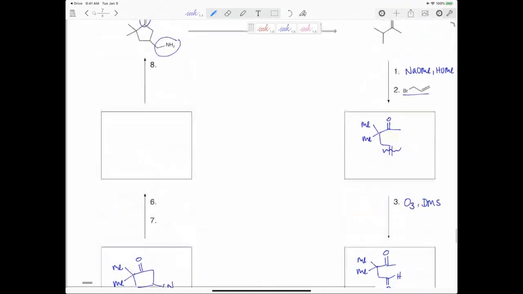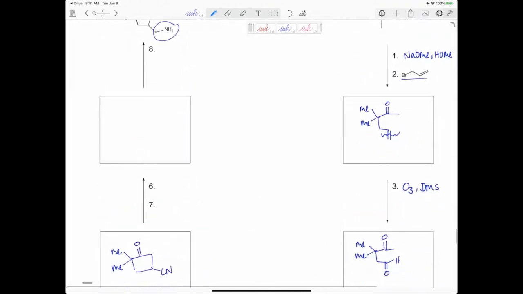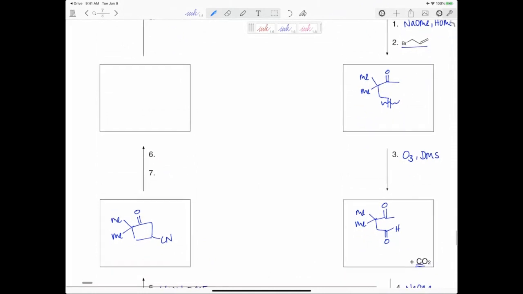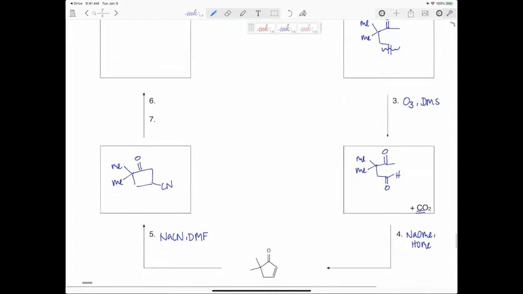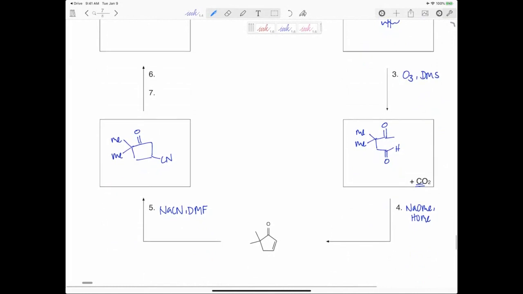Okay, and then from here, I can make it into an amine. How can I make an amine from a cyano group? Yeah, I will draw the mechanism when I upload the notes. This is something I will show the mechanism for. It's a Robinson annulation problem, basically.